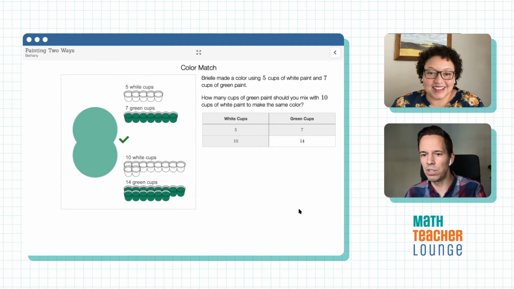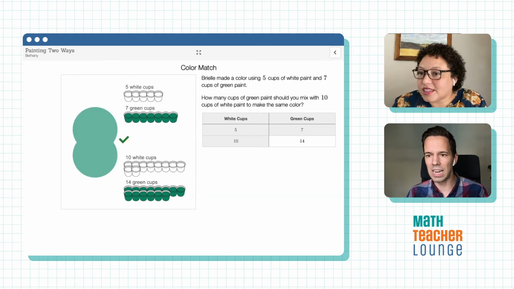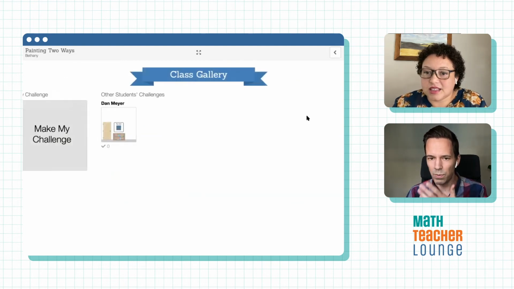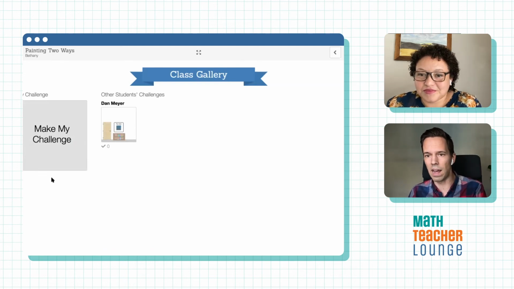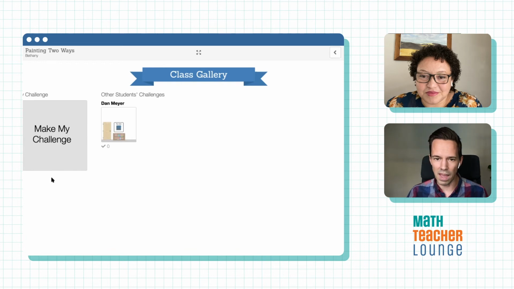Head to the next screen, would you? There's one last thing that we tried to do here, which was to connect different students together. So we had this thing called a challenge creator, this class gallery. And what you see there is me. I'm a student in your class. And if we had other students in class, you'd see them there. And you could make your own challenge or try my challenge out that I left for you right there.